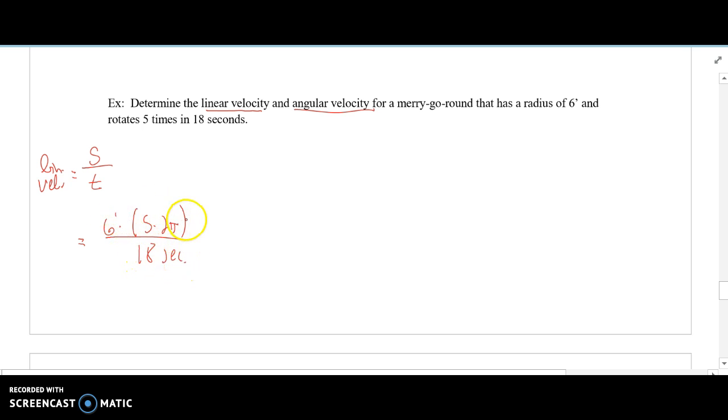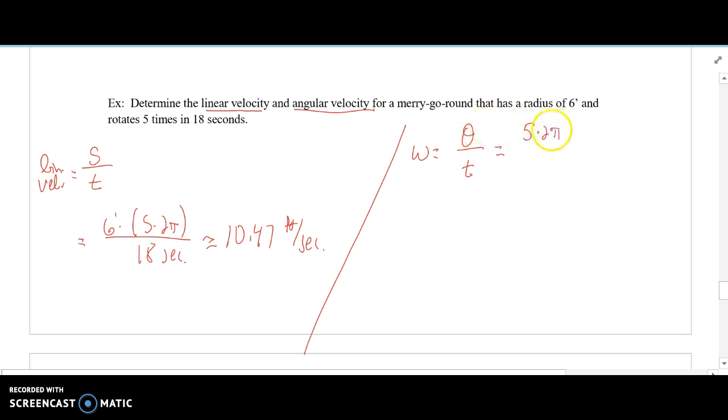Go to the calculator, multiply out our numerator, multiply out our denominator, and we're traveling 10.47 feet every second. So as you're spinning around, the distance that you're traveling every second is approximately 10.47 feet. The other question asks for the angular velocity. How many radians are you spinning through? Or it's easier for us to maybe think in this one in terms of degrees. But for this one, it's angular displacement divided by time. In other words, what is the total angle that you're rotating through? That'd be the 5 times 2 pi, or 10 pi. And you're doing that in 18 seconds.